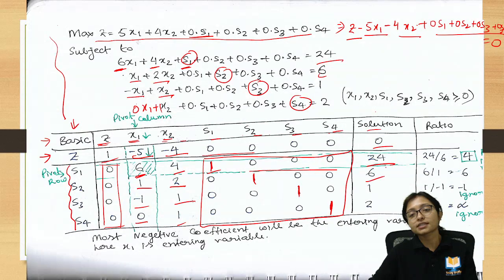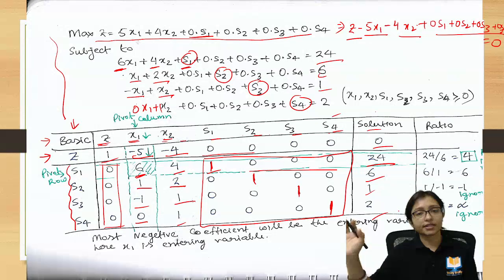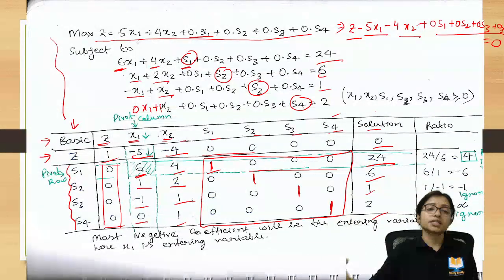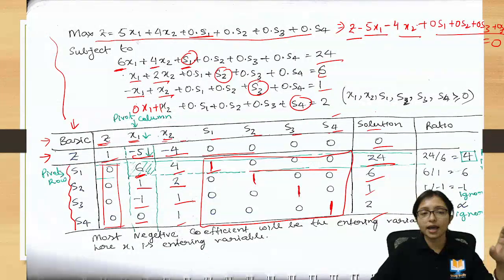This is 6, this is 1 and this is 2. That is what we need to write. After that, what are the steps? So after that, the next step is what? I need to find out my pivot column. How to find out the pivot column?